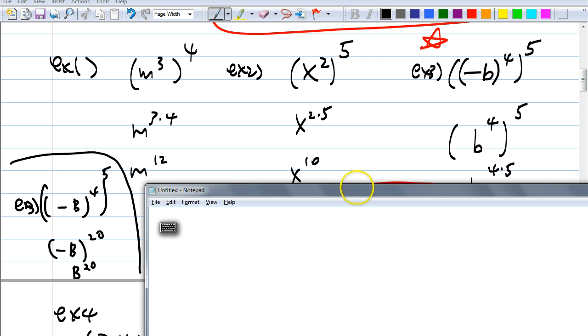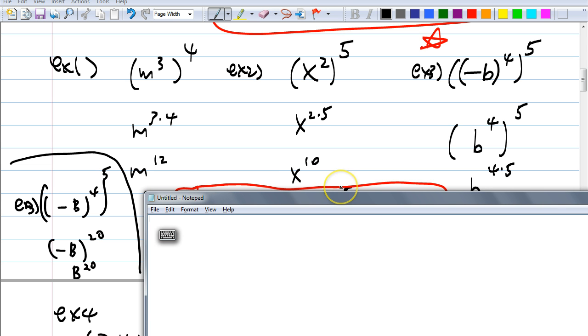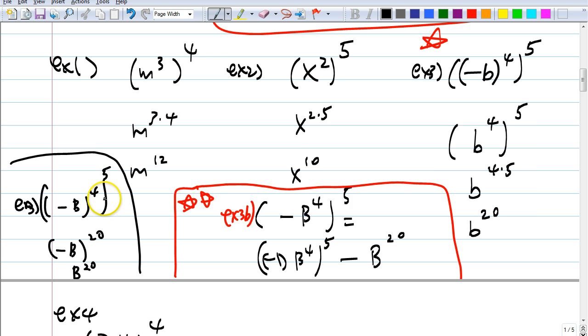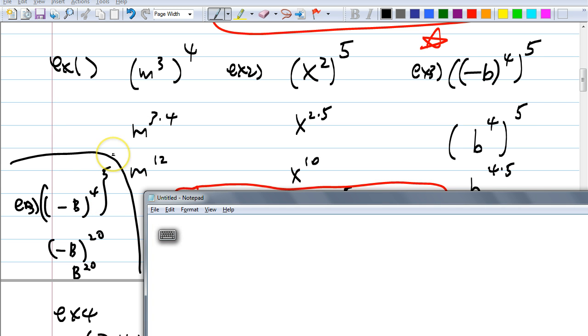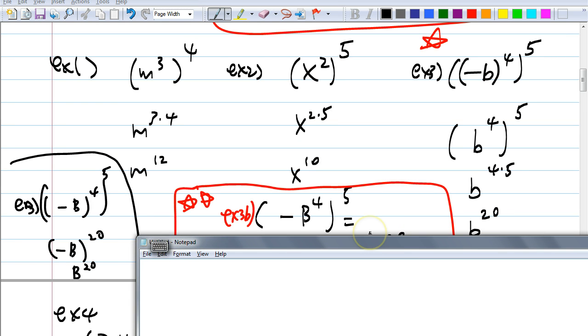Austin, question. If 4 and 5 were switched around, it would be like a different opposite? If 4 and 5 were switched around, you still get positive, because if the 5 was in here, you still multiply 4 at the end, and it's going to be an even number of times. Yes? So anything with a negative to the power of an even number is positive. Okay.